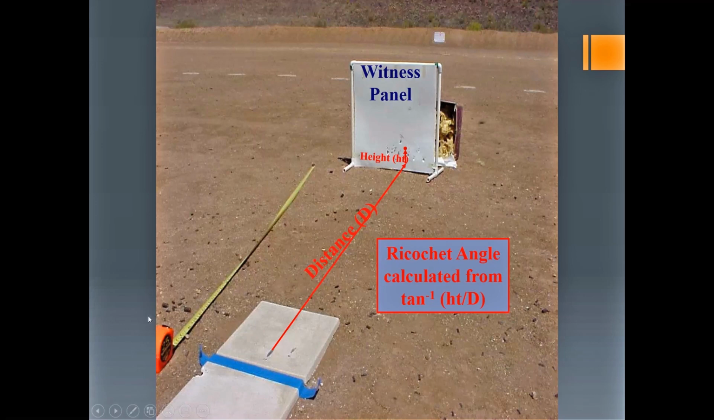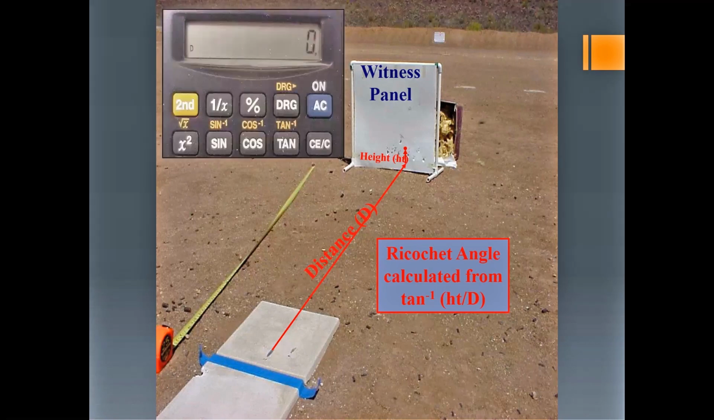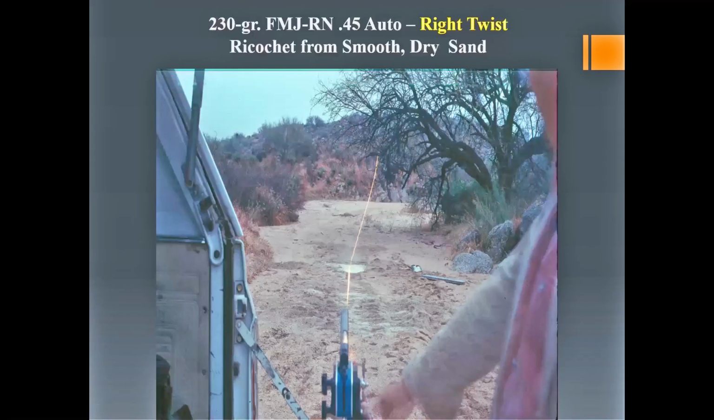So the bullet's fired from up here somewhere, strikes this surface, and ricochets over to our witness panel. Are you going to need that for every single ricochet, every single crime scene? No. If you do need it, this is how you do it. Arc tangent, right? That's tangent to the -1.